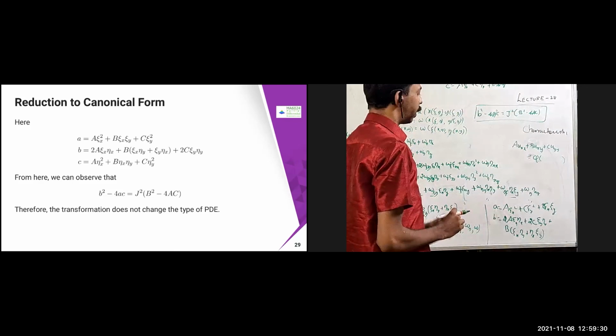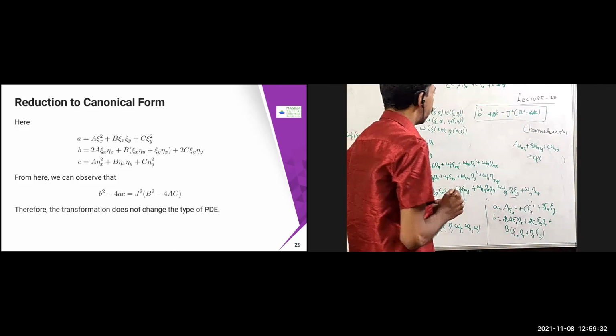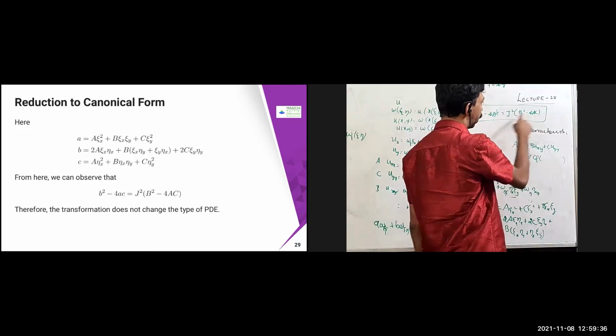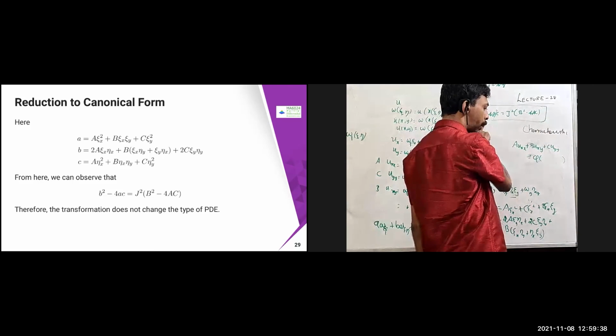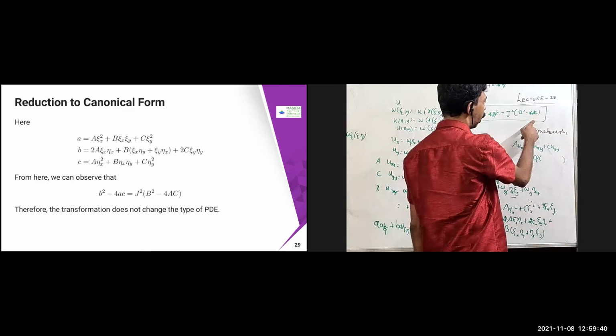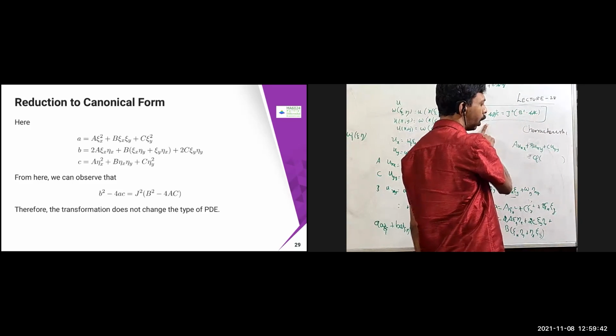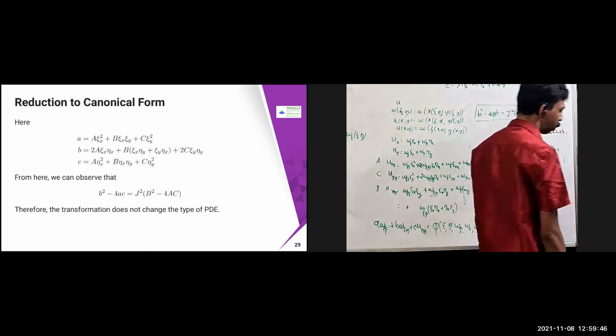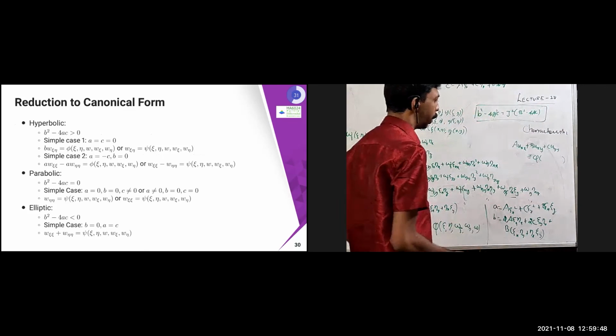So that means the type of PDE is not going to change. If it is hyperbolic here, it is going to be hyperbolic in the canonical form. If it is elliptic here, it is going to be elliptic there also. If it is parabolic, it is going to be parabolic there also. That means the transformation is not going to change the type of the PDE.